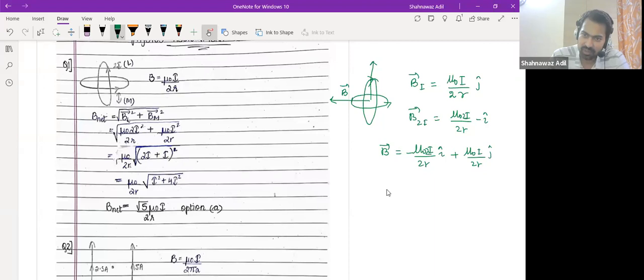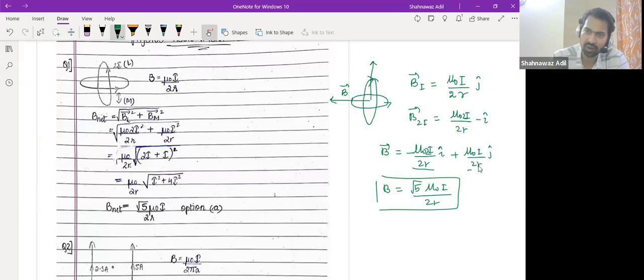So if I calculate the magnitude, this would be as you have written, right? So this would be root 5 mu naught I by 2R. This is because of this: this is i component, this is j component. So this is how you have to write. Why did you take B1 square plus B2 square? So this is the reason that you calculated this. Is this clear, Aisha and Mariam?